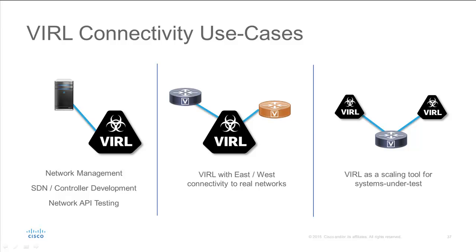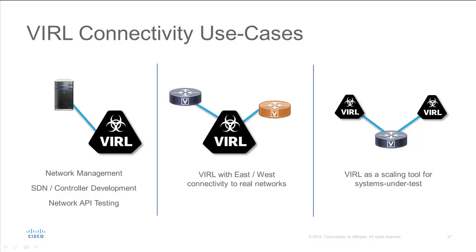By using these various techniques, we can address a number of VIRL use cases. For example, on the left here, I'm showing that you've got some sort of an external network management element or an SDN controller or some sort of an application that you're developing to test network APIs being attached to VIRL so that you have a network against which to do your testing and development. Very important use case there.